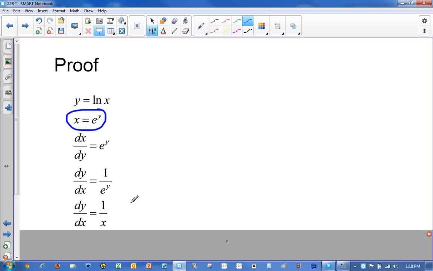So it's a nice simple proof, but I needed to know the proof for the derivative of e to the x first in order for me to do that.